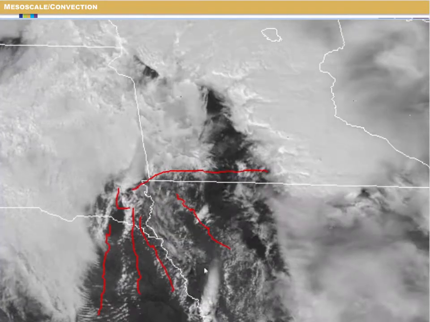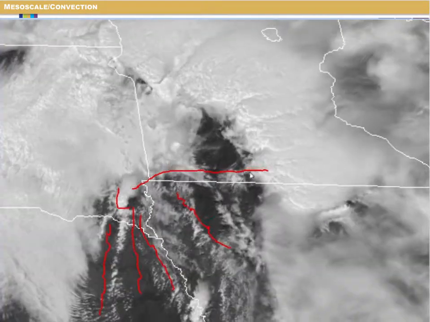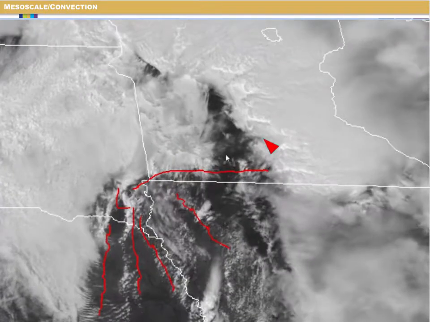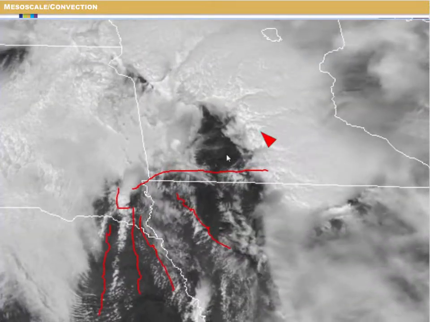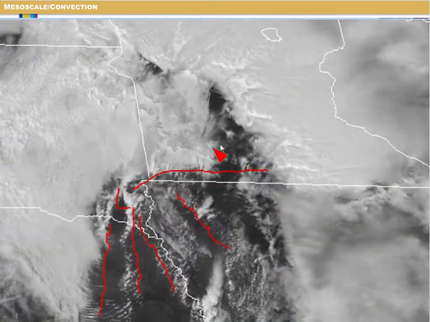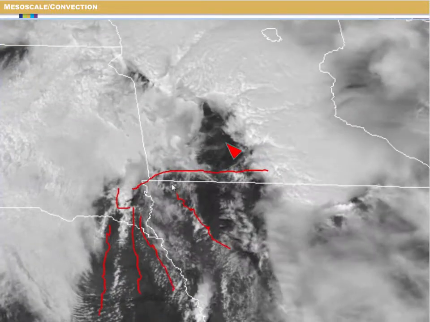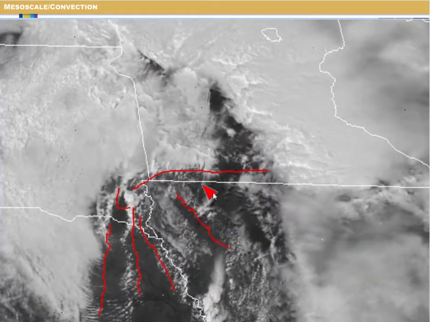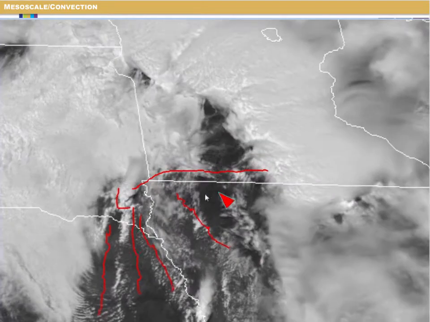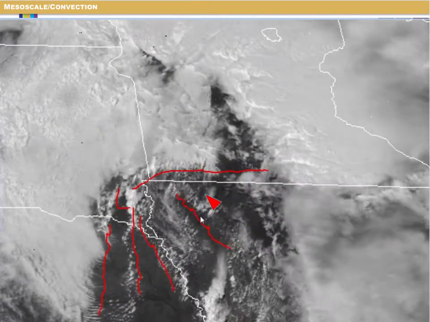Northeast of the surface low, there's a warm front. It's oriented approximately like so. This warm front was reinforced by outflow from this convection off to the northeast, so it looks quite stable north of that. Meanwhile, to the south of the boundary, we see unstable cumulus lines, which indicate a more unstable air mass.